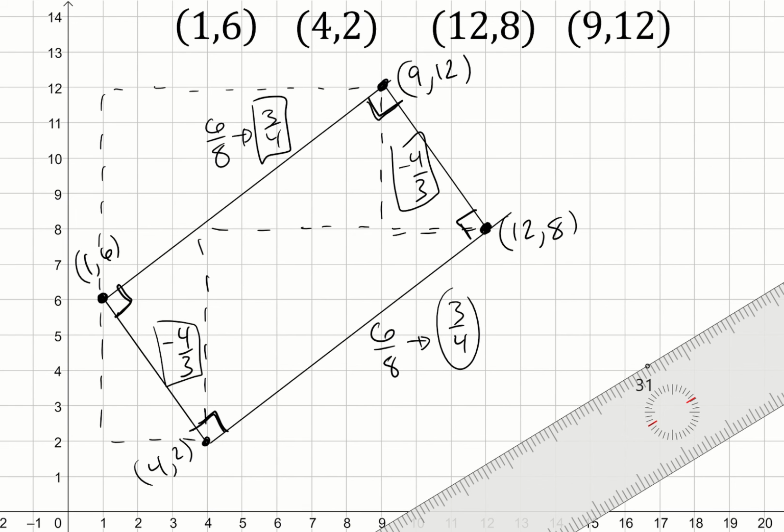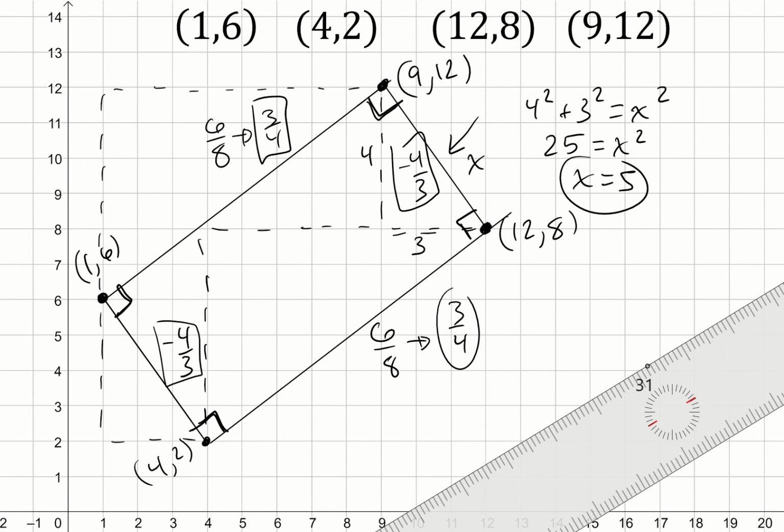This one particular side, this was a 3 and a 4, so this side right here, if I call this side X, I would know that because this was 4 and this was 3, I could say 4 squared plus 3 squared would be X squared. This is 16 and 9, which is 25. So that side squared is 25. That means the length of that side would have to be 5 units. So I know that this side is 5 units long.